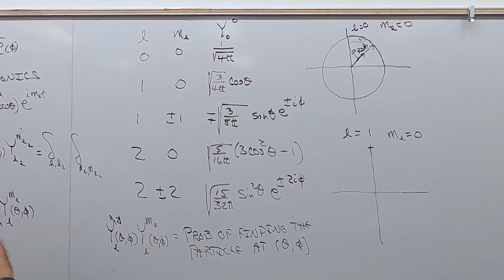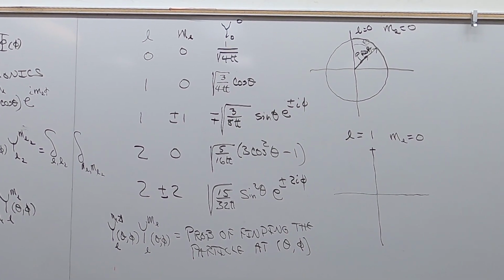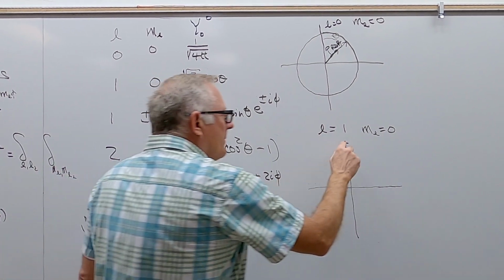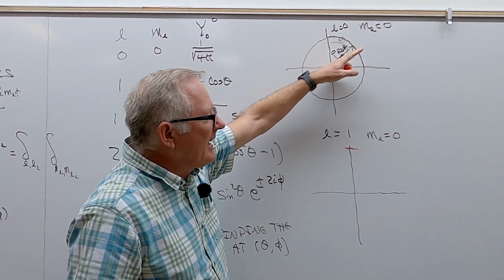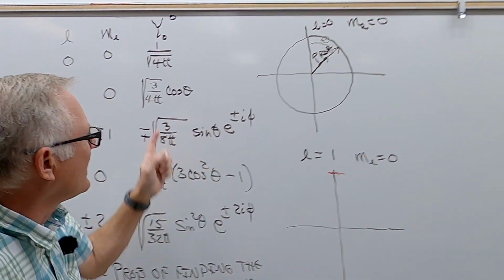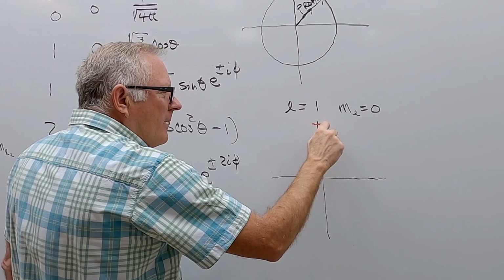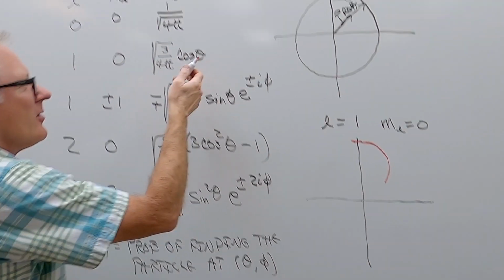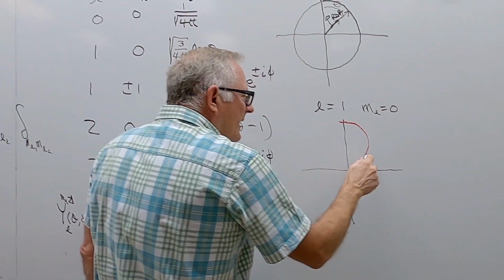Maybe I should do this in a different color. So you're going to be a maximum here. Now, as you work your way down this way, it gets smaller and smaller. The cosine function gets smaller, so that means you're coming in. And matter of fact, when you get all the way to 90 degrees, cosine of 90 degrees is 0, and so you don't have any.